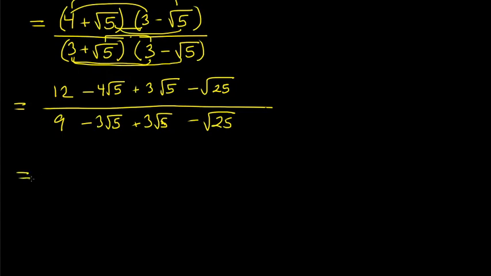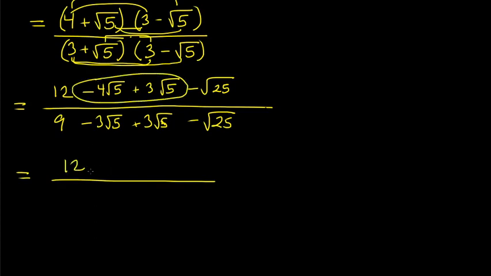So what are we doing on this step here? We have the 12. Negative 4 square root of 5 plus 3 square root of 5 is negative 1 square root of 5. I don't need the 1, so just minus square root of 5. And then the square root of 25 is 5. In the denominator, we have 9. This adds up to 0, and then minus the 5.